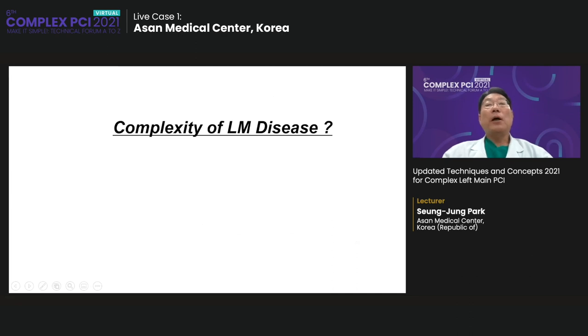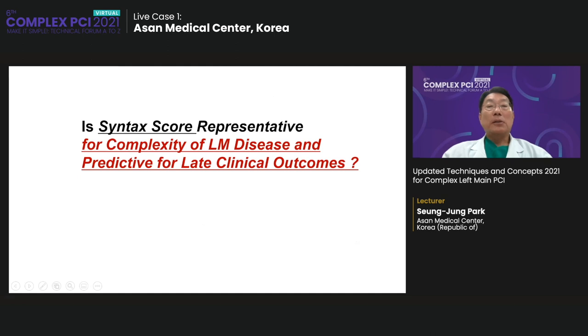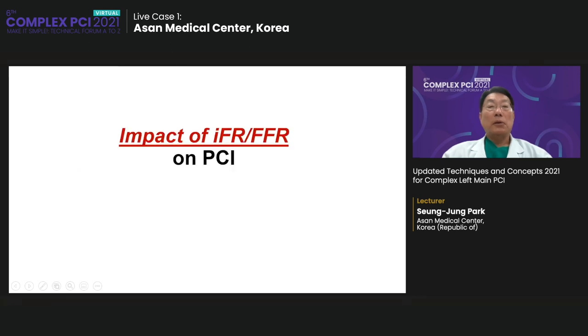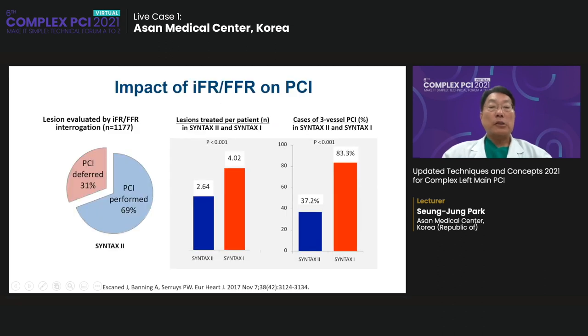How could you define the complexity of left main disease? Actually, is the SYNTAX score really representative of the complexity of left main disease and really predictive for late clinical outcomes? I would say no. If you look at the impact of the physiologic study on PCI, based on the SYNTAX 2 study, they deferred PCI in almost 31% after the physiologic evaluation.